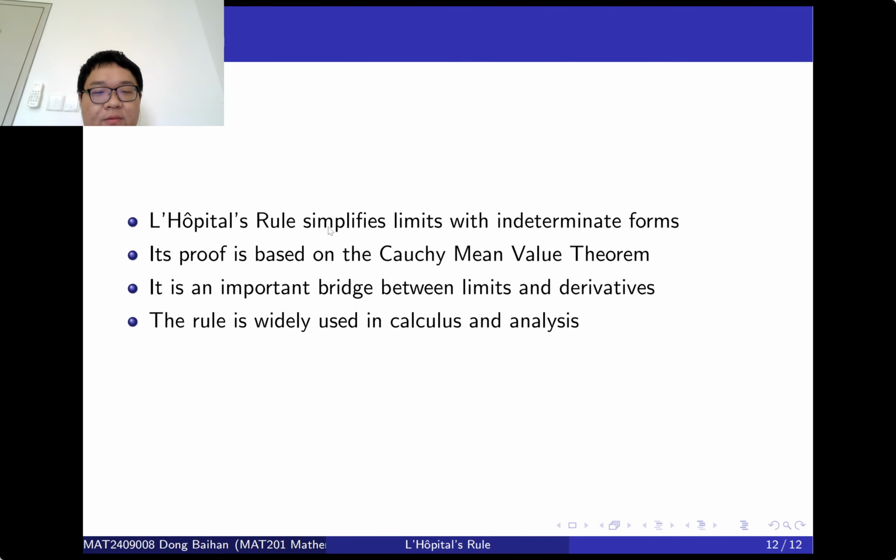Okay, L'Hopital's rule simplifies limits with indeterminate forms. Its proof is based on the Cauchy mean value theorem. It's an important bridge between limits and derivatives. The rule is widely used in calculus and analysis. It provides an effective method to evaluate indeterminate forms.